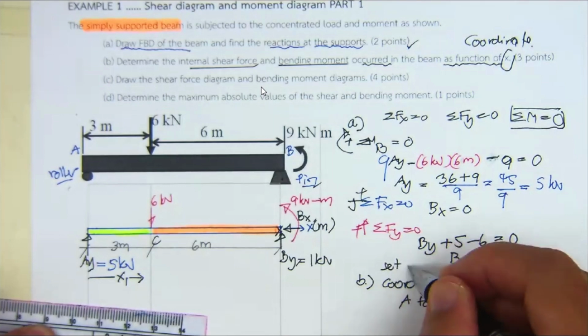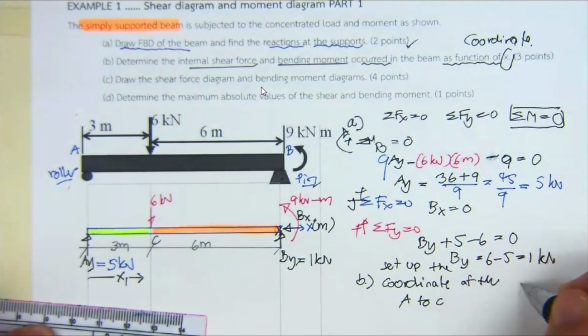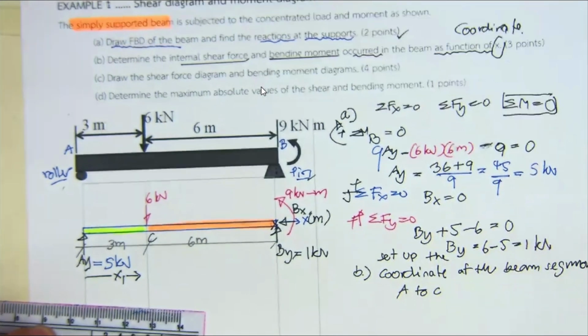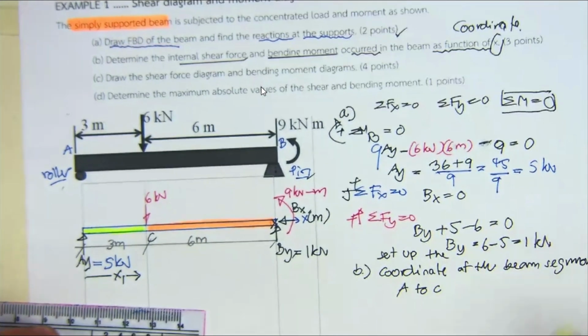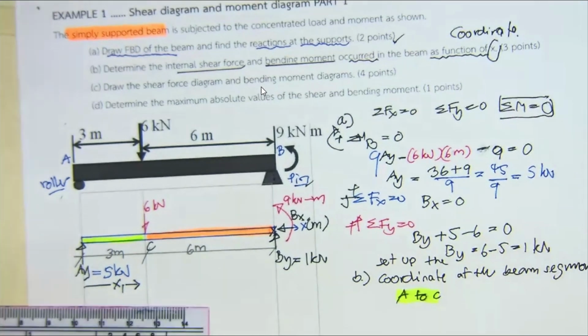Set up the coordinate of the beam segment. We have two segments, so we have two coordinates. One is going to be from A to C. From A to C, it's going to be what?